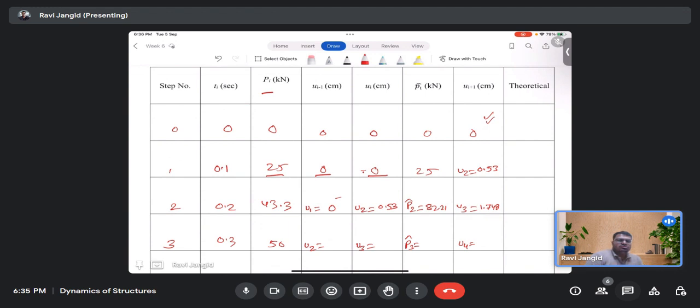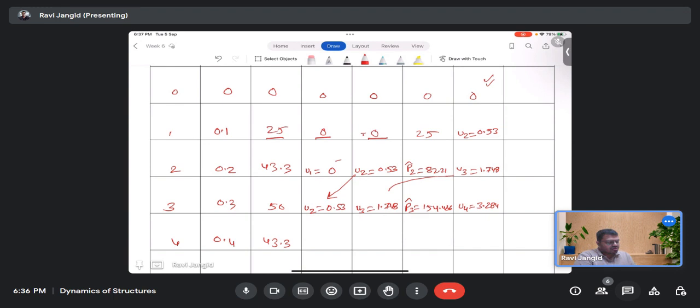So can you give me the u2? That would be the same. Whatever it is, u2 is 0.53, and u3 is the same, that would be 1.748. So using that, can you calculate P3 cap? I am getting it as 154.466, and then calculating u4 is coming out to be 3.284.